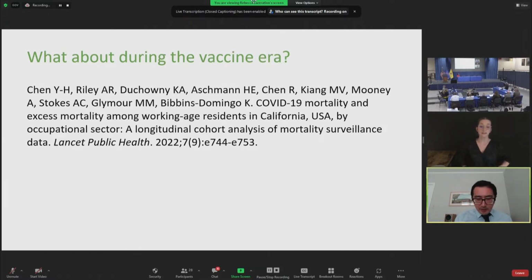And finally, another question one might ask is, well, what about the vaccine era? Right, so our first study came out during a time when the country was trying to figure out vaccine prioritization, and fortunately, there was prioritization for essential workers in many cases. And you might wonder what these numbers look like in the vaccine era. Next slide.